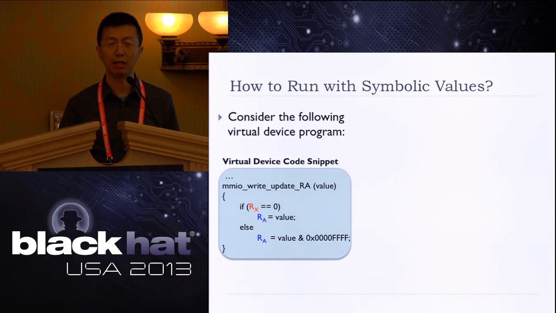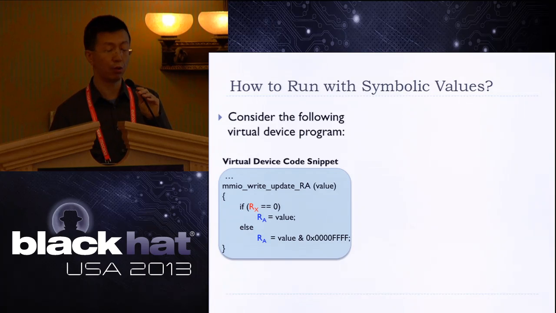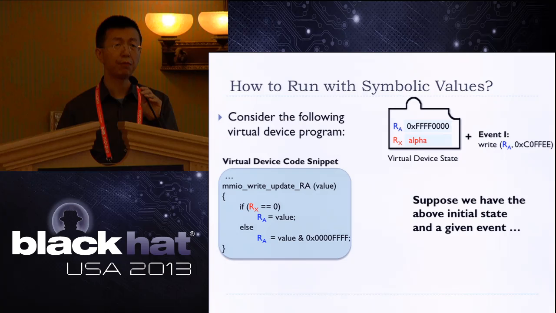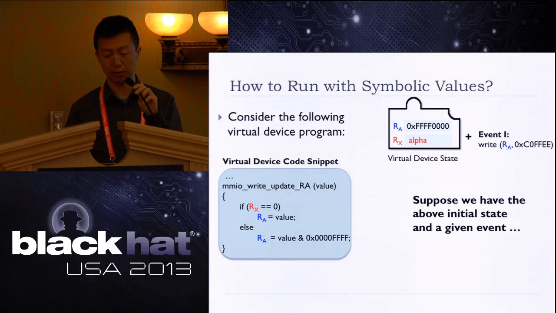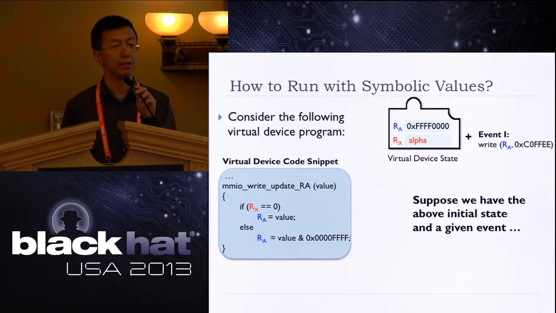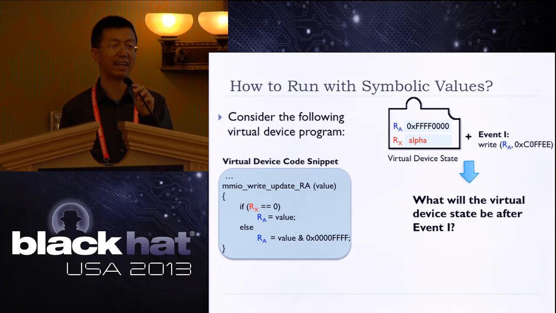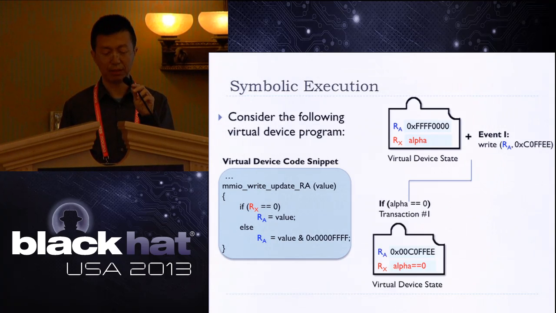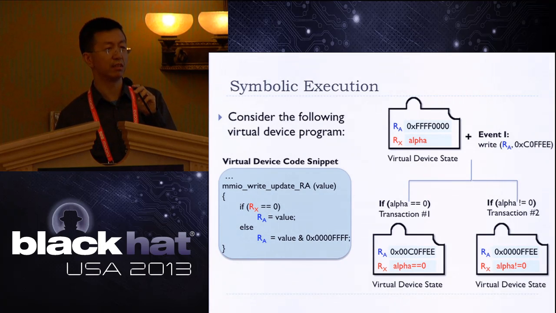Say in the virtual device, we have a register Rx, which is observable in the virtual device, but not observable in the physical one. If you have this code, and you start with a concrete value for RA and a symbolic value for Rx, you're still able to respond to an event. You just cannot deterministically say what the exact output is, but you can say if alpha is equal to 0, you will take this path, and if alpha is not 0, you take the other path.